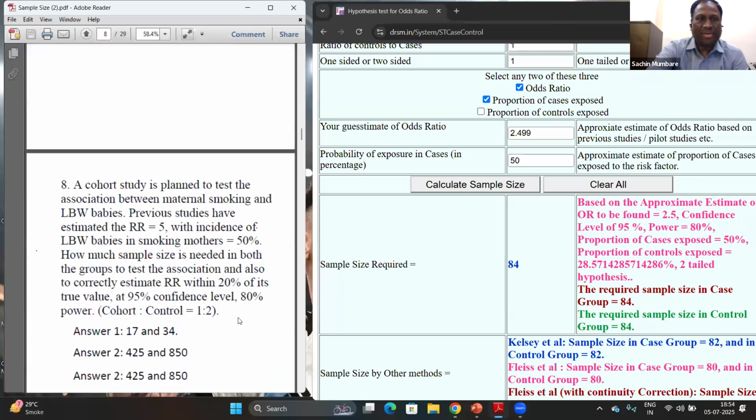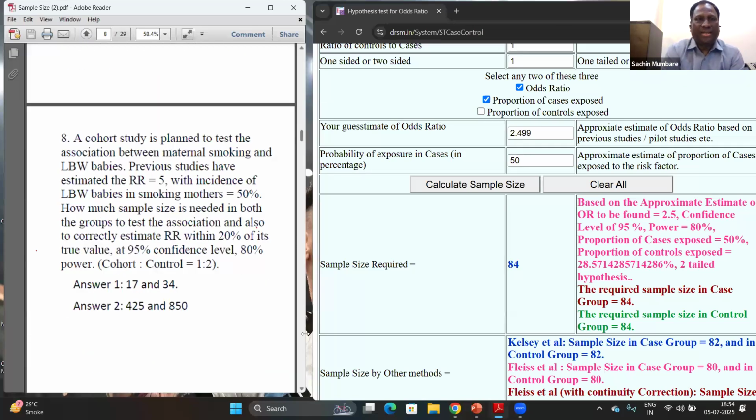We'll take the next example. A cohort study is planned to test the association between maternal smoking and low birth weight babies.